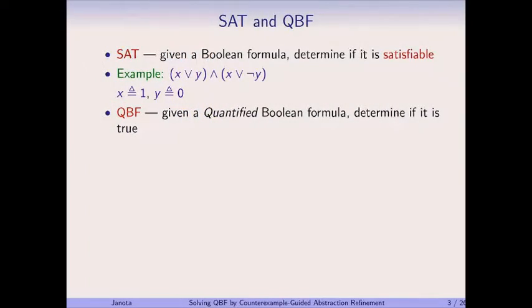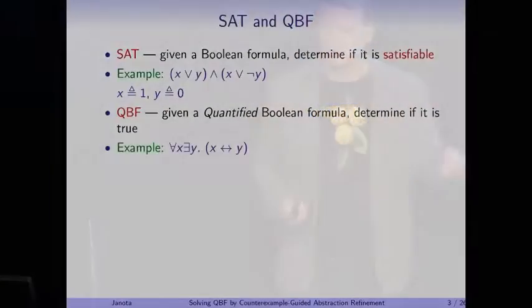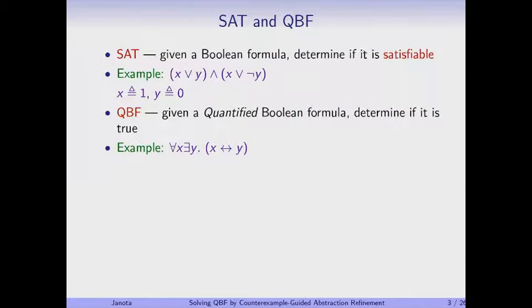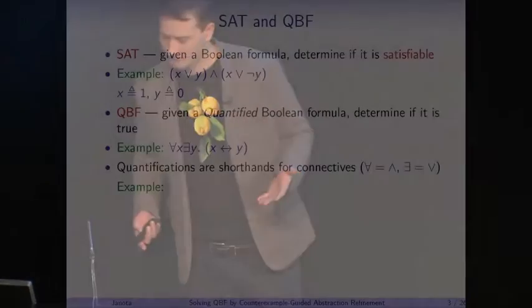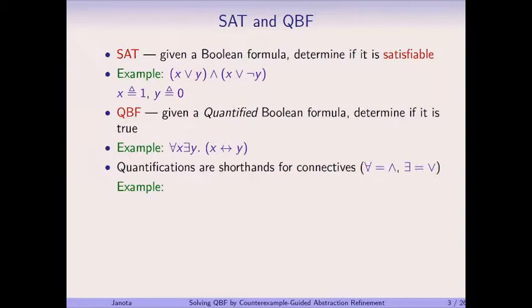Now, QBF is almost the same. You can just write some additional quantifiers. So we can say something like: for all x, there exists y, such that x is equal to y. Because we're still in the Boolean domain, we can rewrite any QBF into a propositional formula. Implicitly, x and y are just Booleans. Everything is Boolean, finite, decidable. The universal quantifier is actually a conjunction, and the existential quantifier is actually a disjunction. You can imagine this as a shorthand.